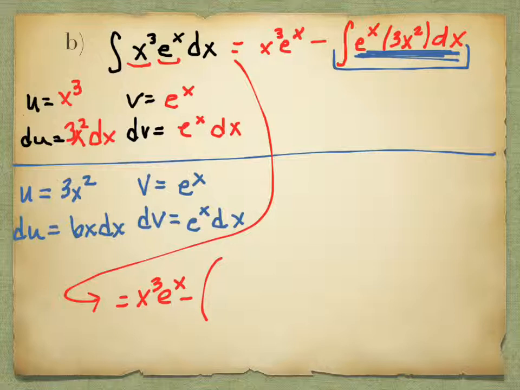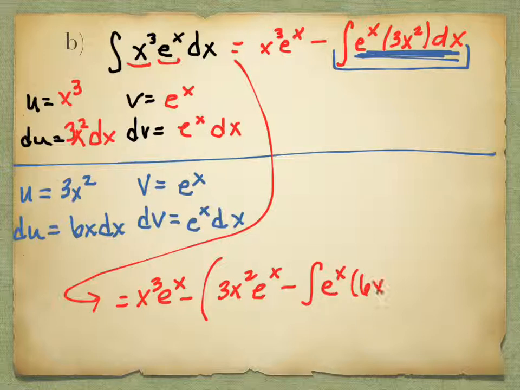But the part that comes next comes from this new piece of blue work that I did right here. So I have to multiply the u times the v, right? So I've got e to the x times the 3x squared. So I'll put the 3x squared here, and then the e to the x, and then I've got a subtraction sign and an integral. And then I use the other diagonal, which is going to give me the 6x and the e to the x. So I've got e to the x, and I have 6x dx.